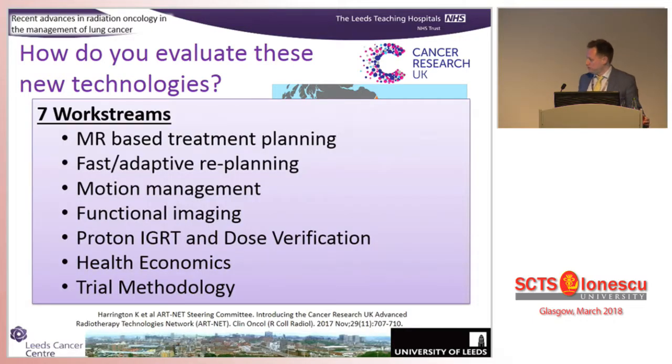So the work streams: one is, can we do MRI-based planning? How can we do fast and adaptive replanning? Motion management, and looking at functional imaging. Protons, although they've got very good dose properties, the actual verification systems were poor, so how can you bring them up to the standard of a normal Linac? But I think critically, how can they fit into a health economic model? How can they be deliverable in a public health system? And how can we design trials that are ethical to try and prove their value?